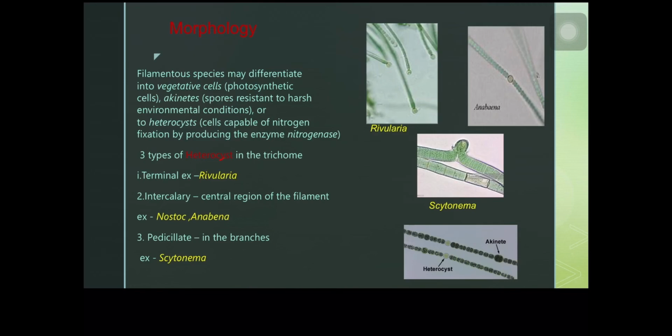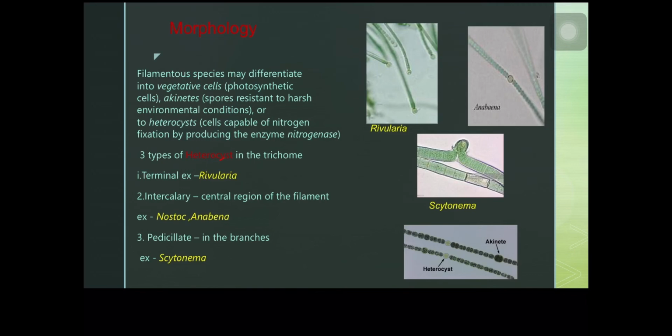An example is Nostoc. Pedicellate, if the heterocysts are present and located in the branches, particularly in the pseudo branches, as shown here in the picture. So Scytonema. Filamentous cells possess the differentiation of vegetative cells and heterocysts.